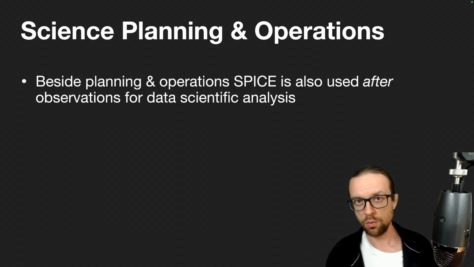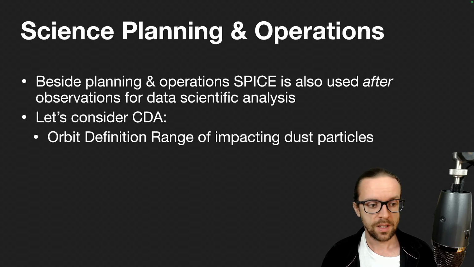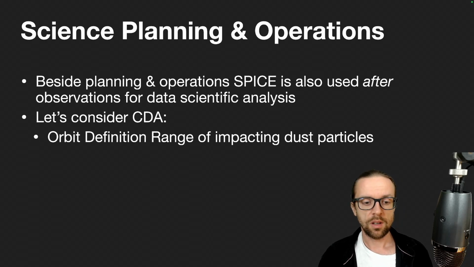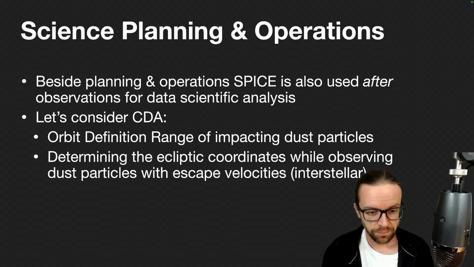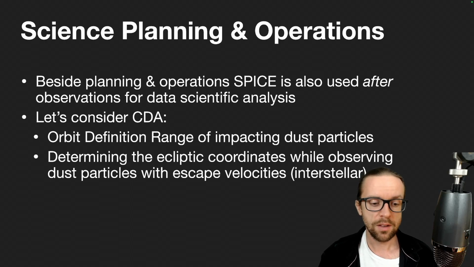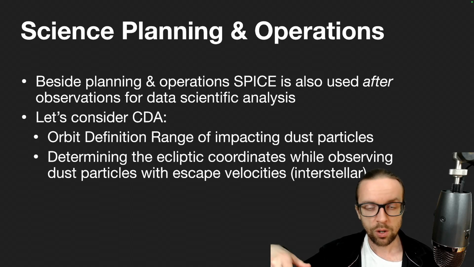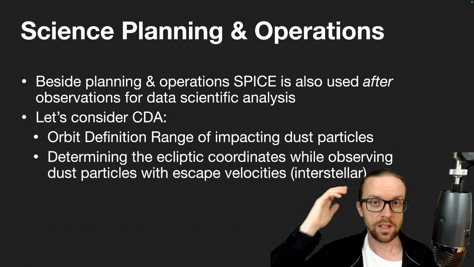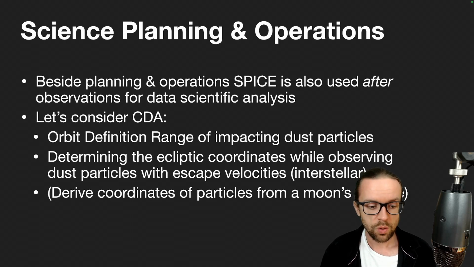So as I just showed you with the case of the dust particles, for CDA, we can determine the orbit definition range of impacting dust particles. So we have certain errors, right? We can also determine the velocities of the particles and see if, in a certain coordinate system, Saturnian or ecliptic coordinates, in the sun-centric coordinate system, we have particles with a velocity that are on an escaping path, which indicates that they are maybe interstellar. And then also we can derive, for example, coordinates from particles on a moon's surface.